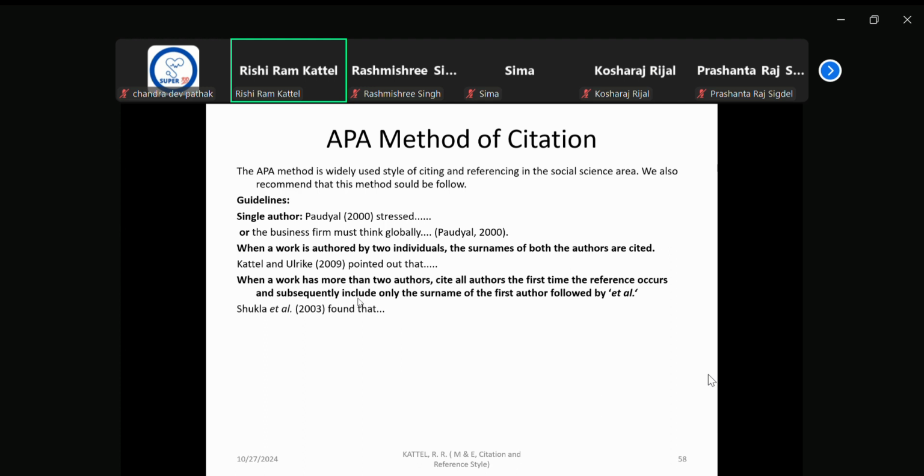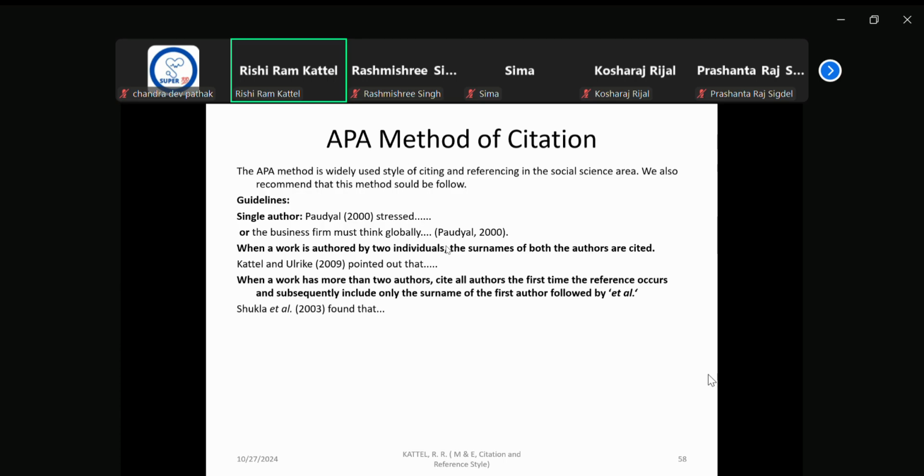When a work has more than two authors, cite all authors the first time a reference occurs, and subsequently include only the surname of the first author followed by et al. For example, Sukla et al. 2003 found that. Note the full stop after the 'al'. In the revised 7th edition of APA, you have to start with the surname of the first author and after that et al. But in the older one, you have to put up to five surnames of authors and the year. When you refer to it again, then you have to put et al.